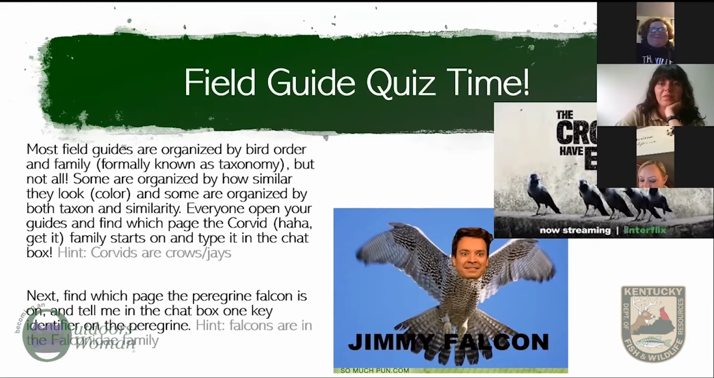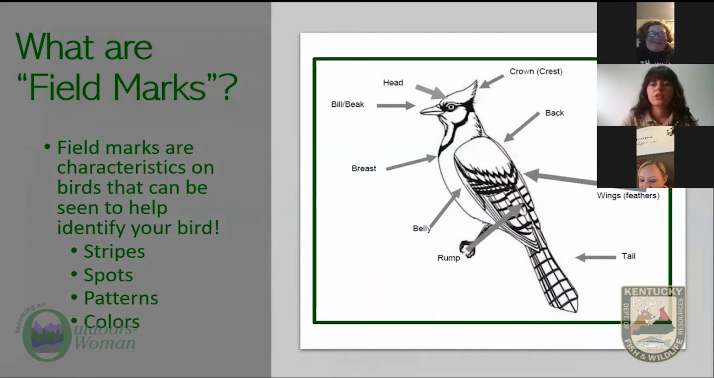All right. So we will go ahead and move on. Okay. So a shorter tail. Yeah, that's great. So crow sized, that's a really good identifier. Today we're not going to really be able to talk about size because one, we're virtual, and two, unless you have a bunch of birds lined up together, it's really difficult to compare sizes. So that's great. So let's move on to what are field marks.